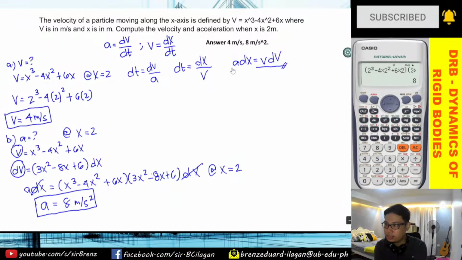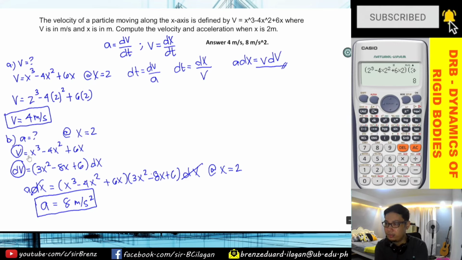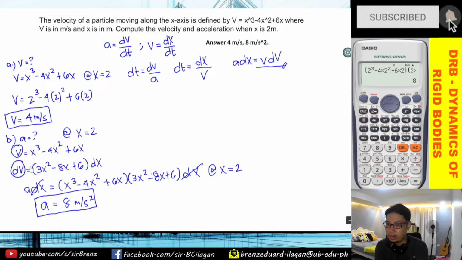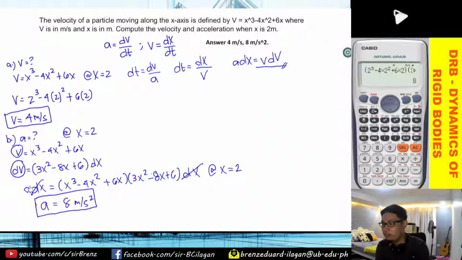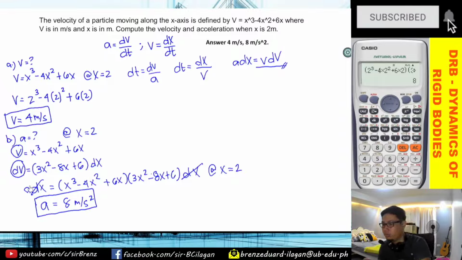And then kinuha ko yung relationship ng dalawa in terms of dt, a dx and then yung v dv. So hinabol ko, ito, ayan, alam ko na ganito siya. And meron naman siyang value. So v is x cubed minus 4x squared plus 6x. And yung dv, nung dinifferentiate ko siya, naging 3x squared minus 8x plus 6 dx. So nangyari nga, minultiply ko lang yung dalawa, and then yung dx will be cancelled out. Ang natira na lang sa isang side ng equation mo is yung acceleration. Then after that, tsaka mo substitute yung value ng x, which is equals to 2.